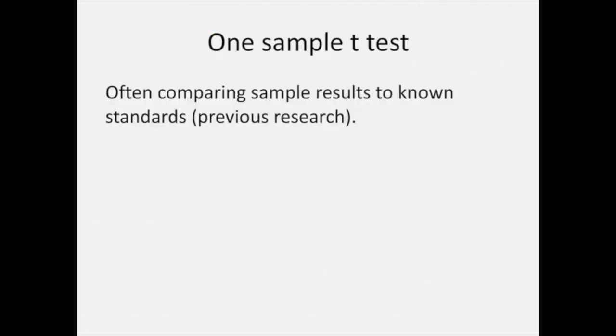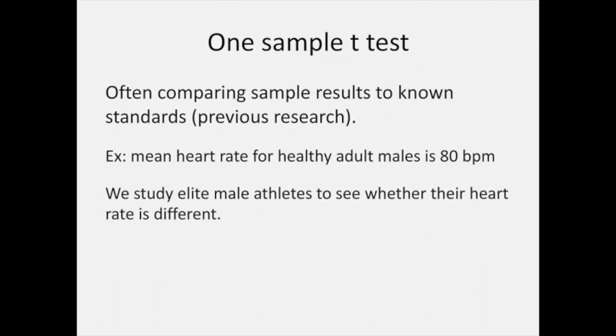With one-sample t-tests, we generally compare our results to some known standard, such as previous research results. For example, we might know from previous research that the resting heart rate of healthy adult males is 80 beats per minute. So in our research on elite male athletes, we might want to compare their resting heart rate to this standard to see if it's different.